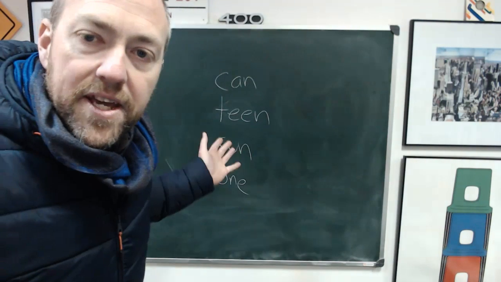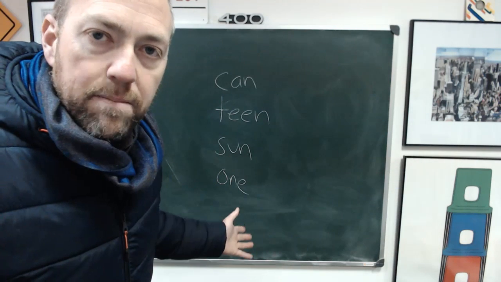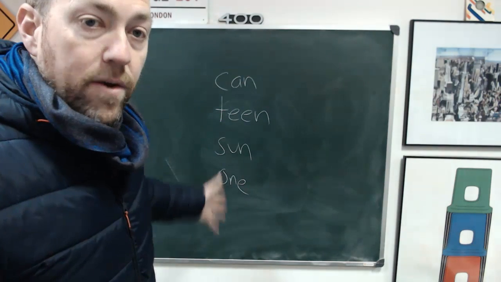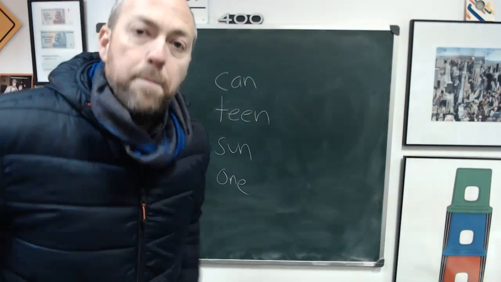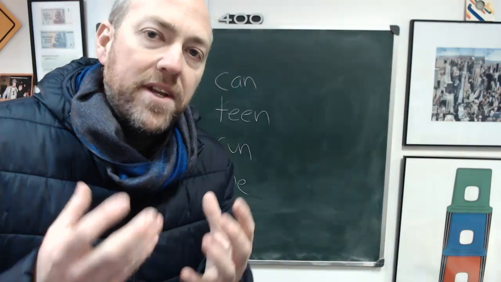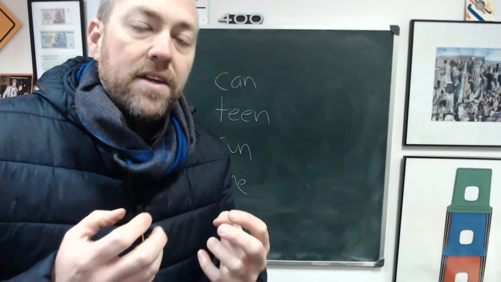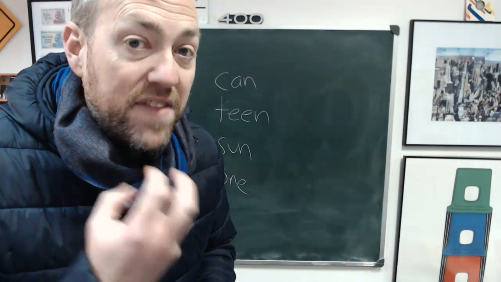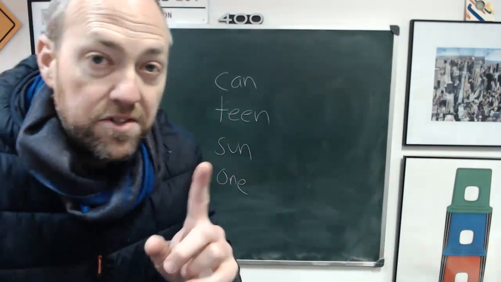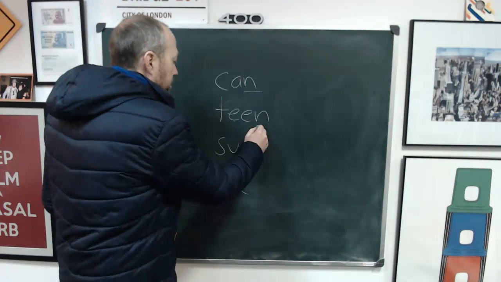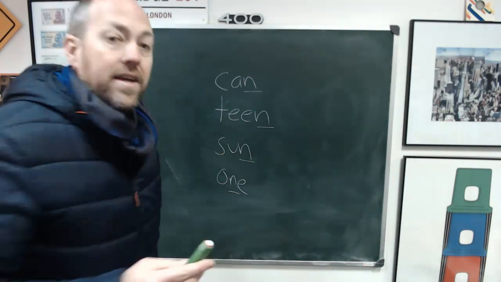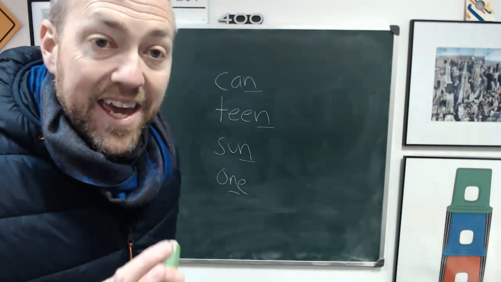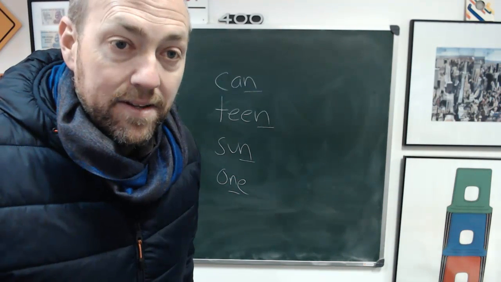So these are the 4 words that James gave me: canteen, sun, and one. So what is the pronunciation? Let's talk about the physical aspect of the N. He wants to know about the N. Now, in all of these words, the N is the same.